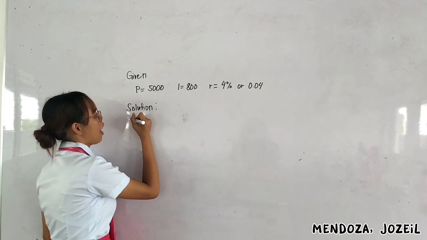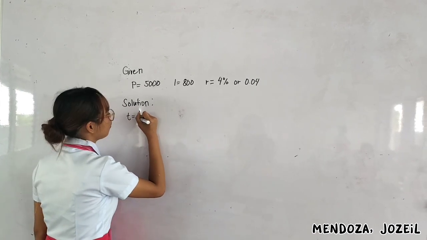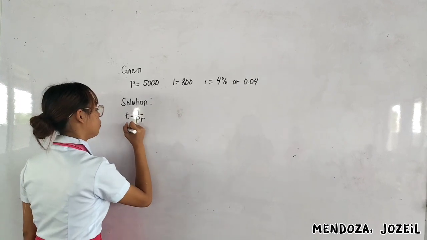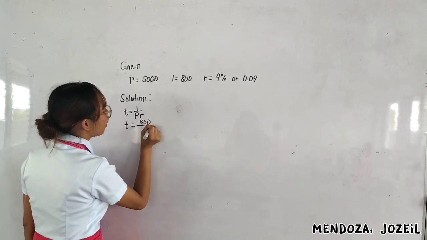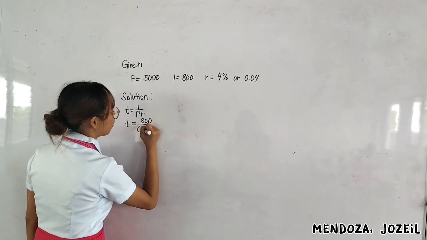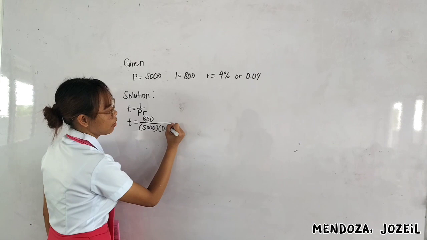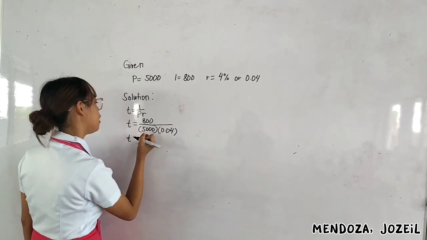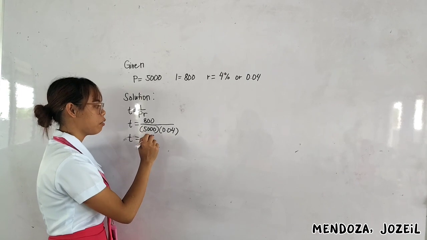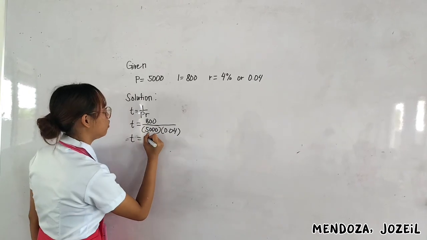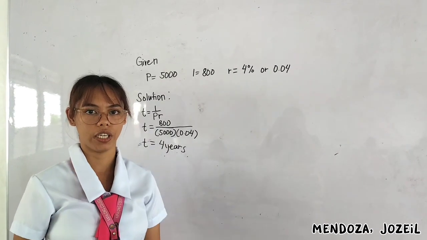The formula we use is time equals interest over principal times rate. Interest is 800 divided by principal is 500,000 times 0.04. So the total is 800 divided by 500,000 times 0.04 is equals to 4 years. So ang money na-invest siya in 4 years.